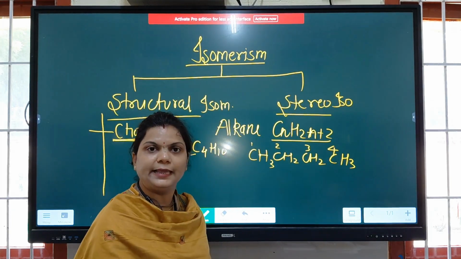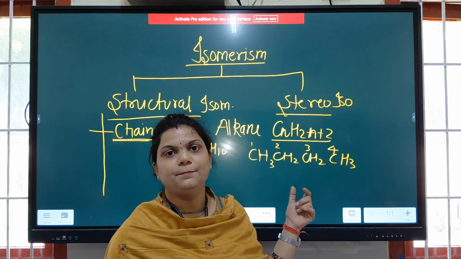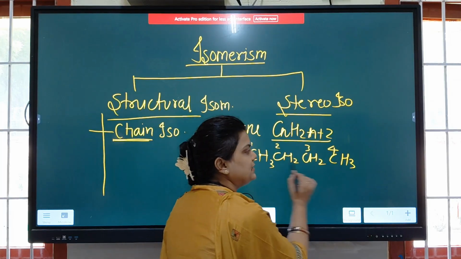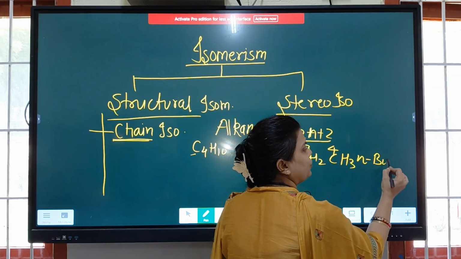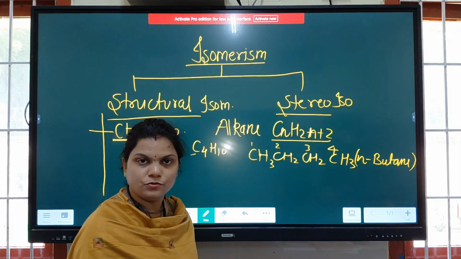You all are seeing that the parent chain contains 4 carbons. That is why it is a normal straight chain and it is named n-butane. The name of the organic compound is n-butane.